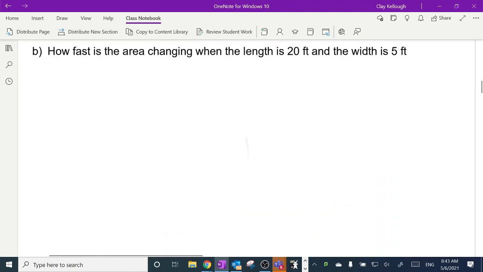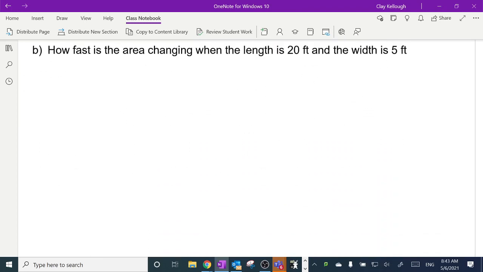So anyway, let's take a look at this. How fast is the area changing? Once again, I need a formula to relate all my variables to each other, and area is length times width, and I define length and width as x and y. And once again, I want how fast the area is changing. So what I'm looking for is the change in area over time. That's what I'd like to solve for. So I'm going to take the derivative of both sides of this equation.